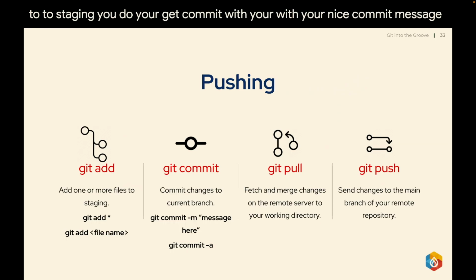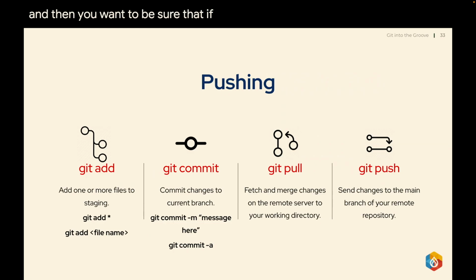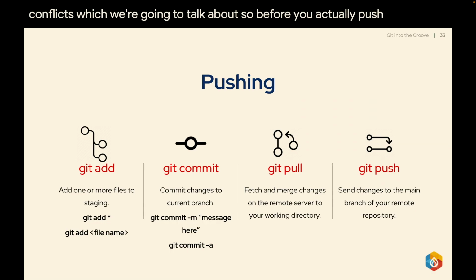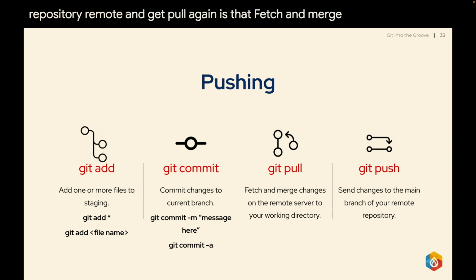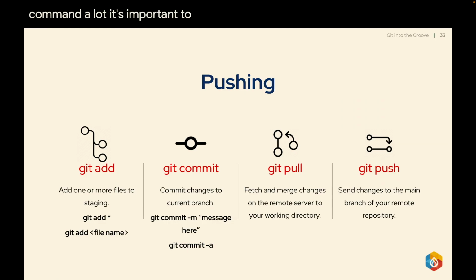And then you want to be sure that if you're working on the same branch as someone else, if they've pushed before you've pushed your work, that creates some conflicts, which we're going to talk about. So before you actually push, you want to pull down just to make sure that there's been no changes made to that remote repository. And git pull again is that fetch and merge. I reference this command a lot. It's important to make sure that your work is current with others.